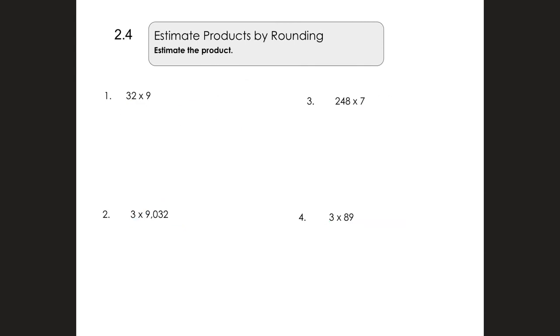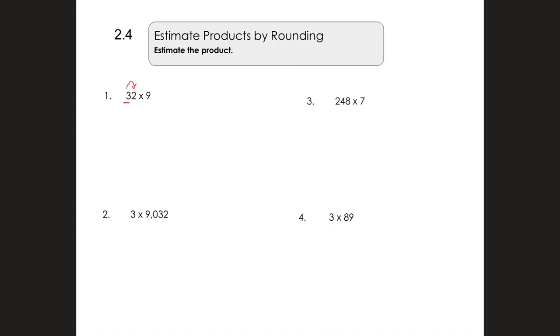Estimate products by rounding. If you don't know how to round or you need extra practice, please go to 1.6. It should be in your math journal. So number 1, 32 times 9. That's a bit complicated, so I need to round 32. I'm going to round to the nearest 10 because that's my highest place value.